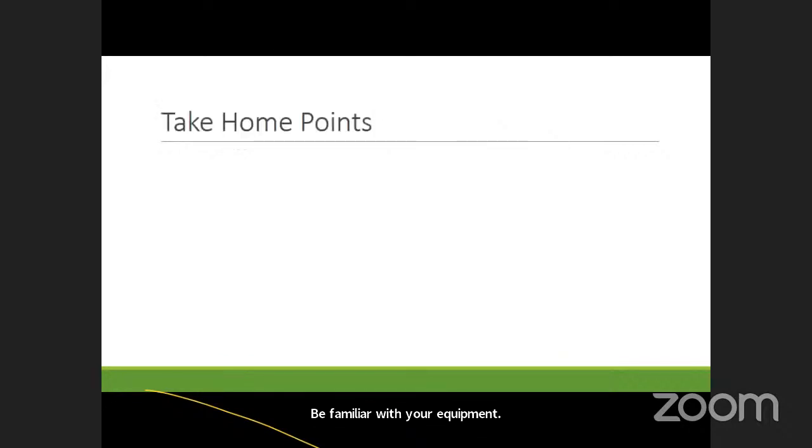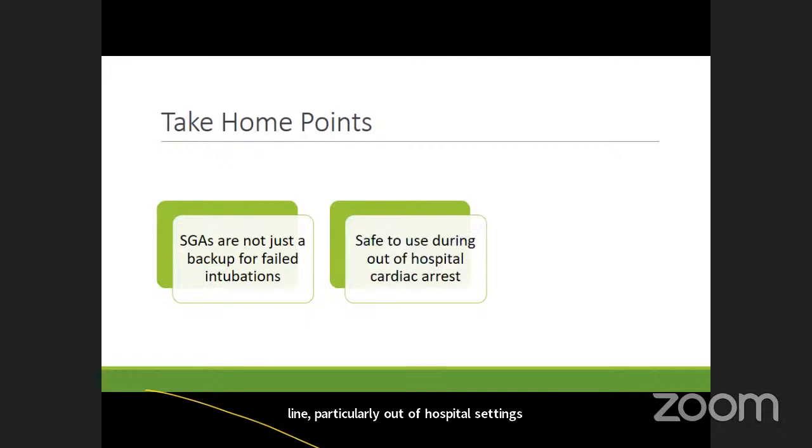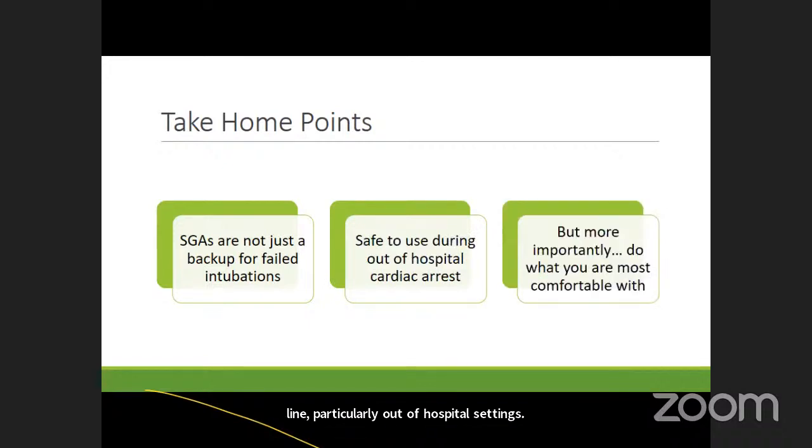And those are essentially a bit of my take-home points. Supraglottic airways, LMAs, are not just a backup for failed intubations. There's been good studies showing you can use it first line, particularly in out-of-hospital settings. They are safe. But more importantly, do what you're comfortable with. Do what will allow you to continue managing the patient best. And if that means a cardiac arrest situation, do what allows you to keep doing the chest compressions.